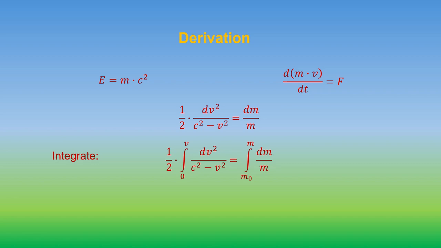We take the integral on both sides, from velocity 0 to v on the left-hand side and from mass m0 to m on the right-hand side. 1/2 times the integral from 0 to v of d(v squared) over (c squared minus v squared) equals the integral from m0 to m of dm over m. Mathematicians may not like my notation, but the intention is clear. Integration leads to minus 1/2 times ln of (c squared minus v squared) over c squared equals ln of m over m0.